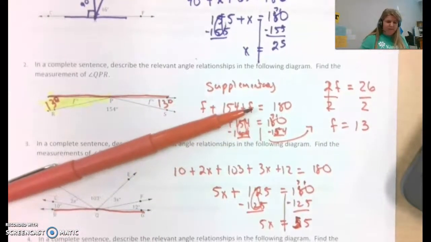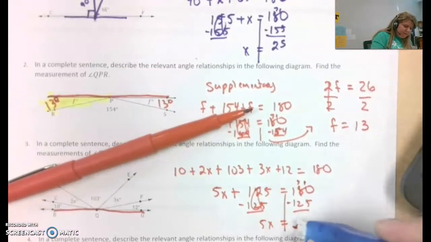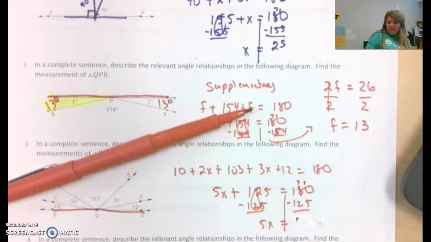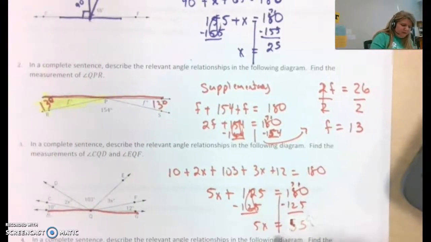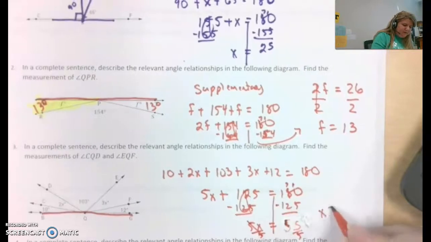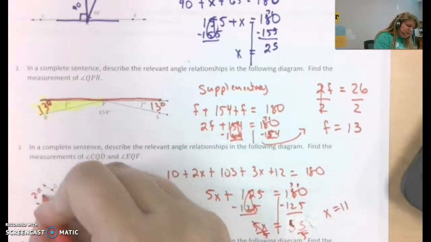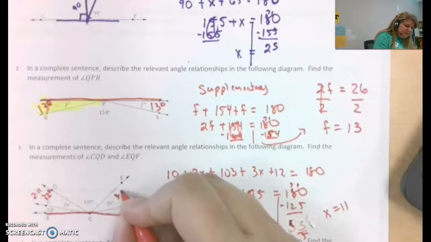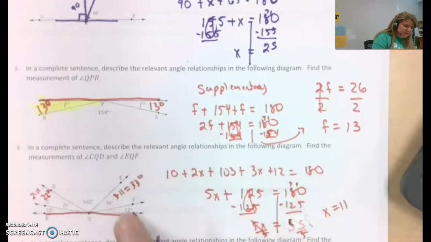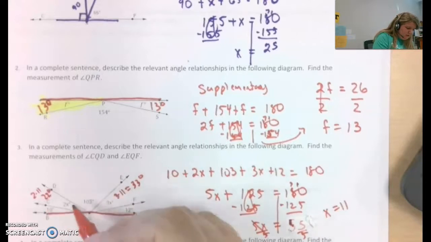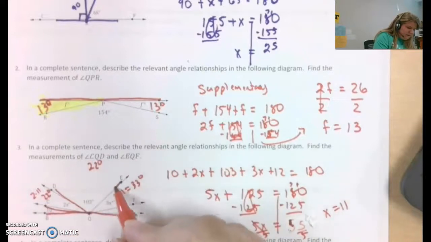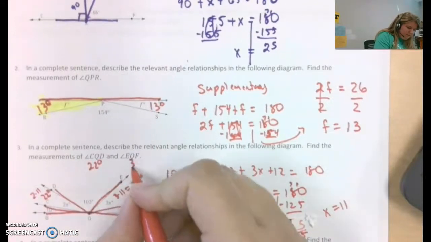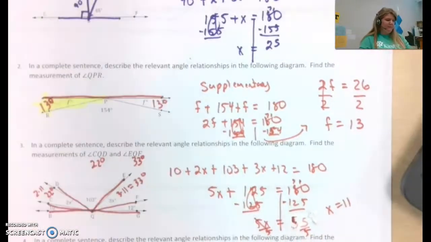Let me clean that up a little bit. That was 7 minus 2 is 5. So that's 55. Okay. And then divide each side by 5. X is 11. So 2 times 11 is 22 degrees here. 3 times 11 is 33 degrees here. CQD is 22 degrees, and EQF was 33 degrees. Right.